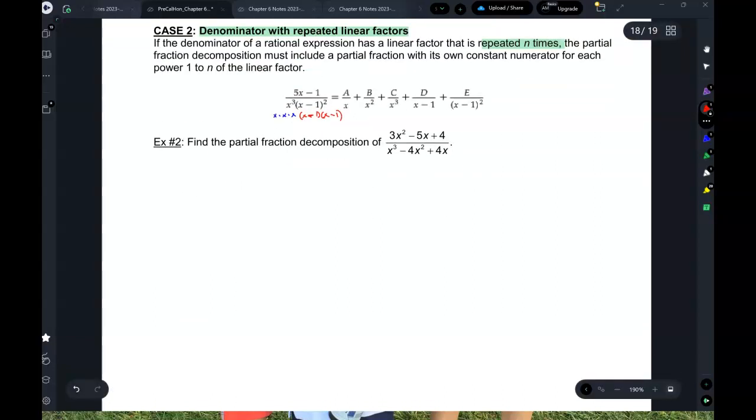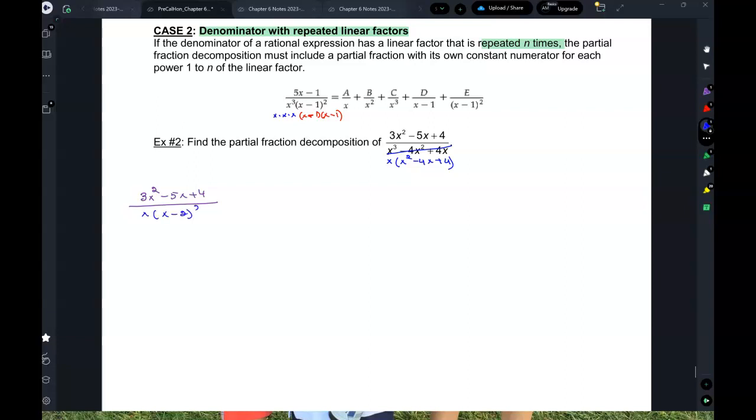Let's take a look at this one. I have 3x squared minus 5x plus 4 over, okay, I'm going to factor this in 2 steps. On the original, let me factor out an x. And then that factors further. What does that factor into? x minus 2 squared.